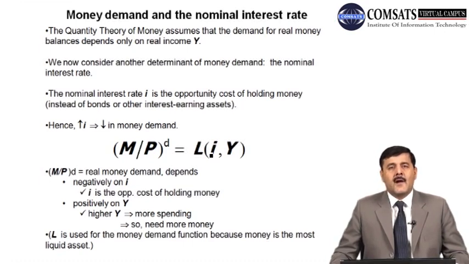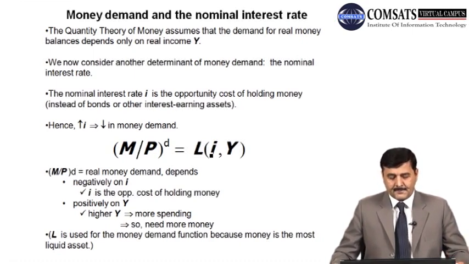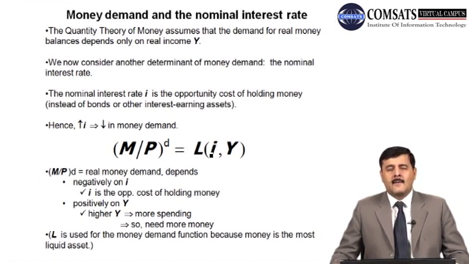When the nominal interest rate is lower, the demand for money will increase. And the other determinant, which is Y, real income, is positively related with the demand for money. With the increase in real income in the country or in the economy, this will lead to an increase in the demand for money and vice versa. L is used here for the money demand function because money is the most liquid asset, so we use L for the money demand function, right?